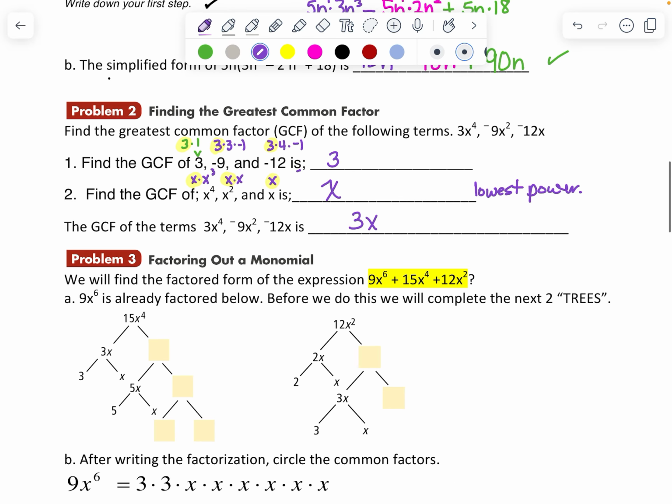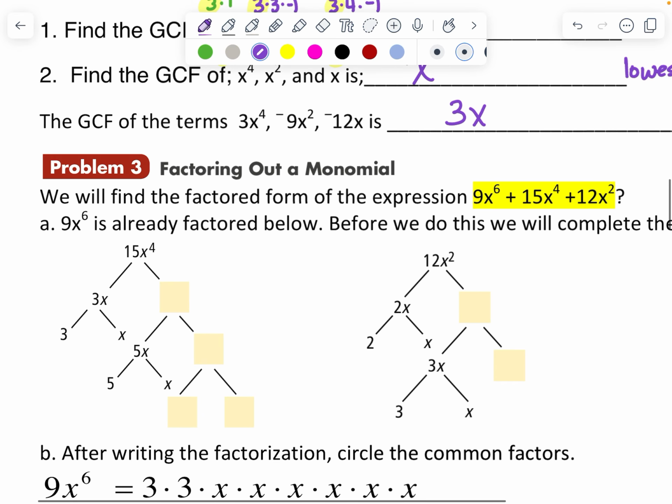So now, the next one, we're going to factor out a monomial, but we're going to look at the factor tree first. So what we're going to do is we're going to factor 15x to the 4th with partial factors already out there. So 15x to the 4th, we're going to factor that as 3x times 5x cubed, okay? Because 3 times 5 is 15, and x times x cubed is x to the 4th.